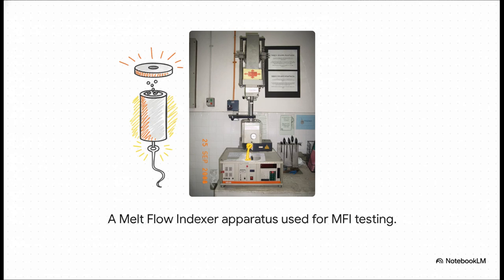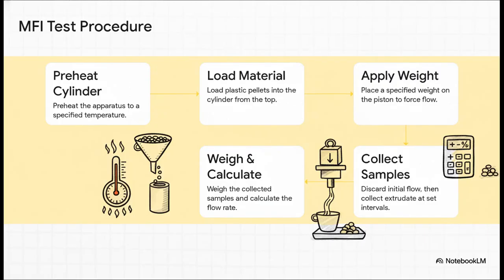This slide right here shows the actual machine. You can see this vertical cylinder. That's where you load the plastic pellets and heat them up to a very specific temperature. Then you have a piston with a weight on top that applies pressure, forcing the molten plastic out through a tiny little hole or die at the bottom.